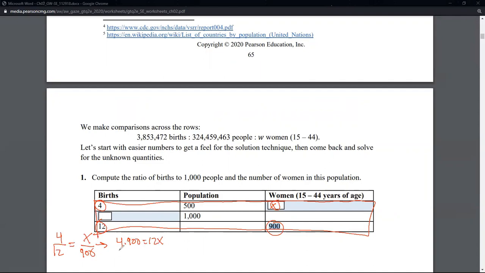4 times 9 is 36. That's 3600 equals 12x. We will then divide both sides by 12, which will give us 12 will go into 36 3 times, so that's 300. So 300 is equal to x. So that says there are 300 women of childbearing age out of this total population of 500, thus leading to 4 births that year. So you can say it's 4 births per 500 people, or 4 births per 300 women of childbearing age. So that's one of the blanks.